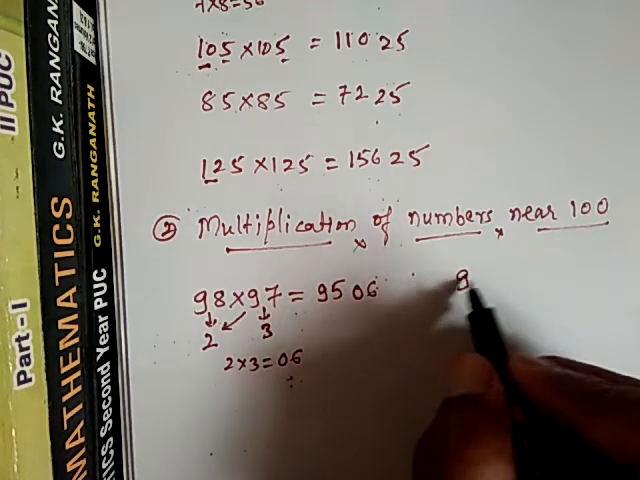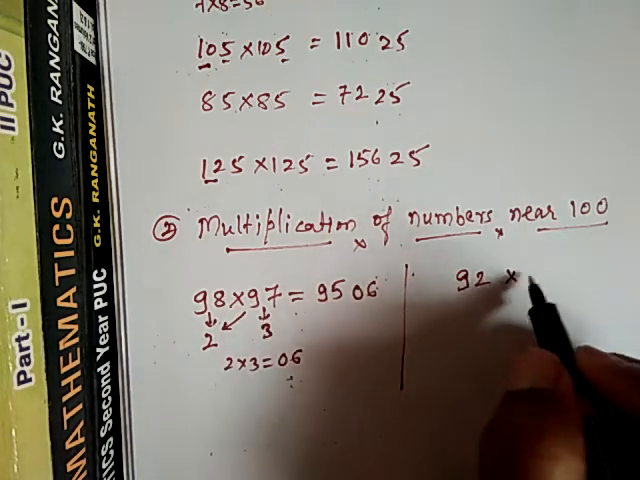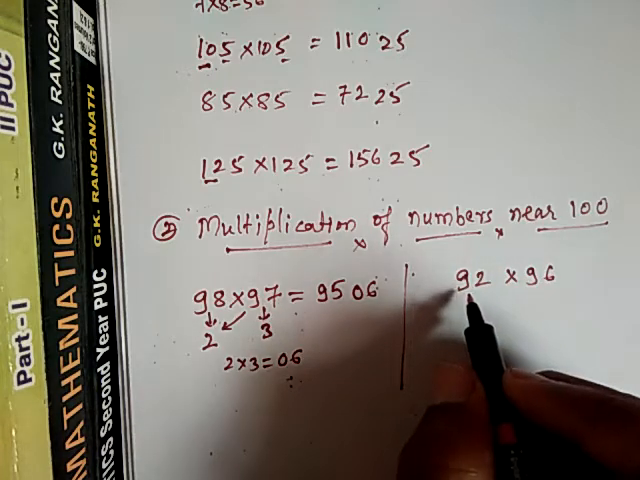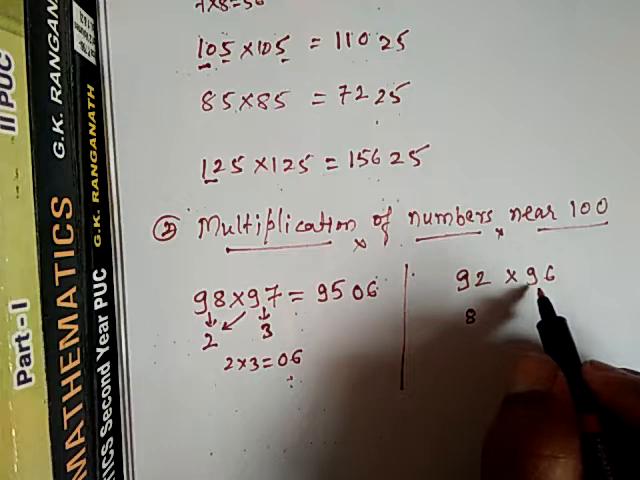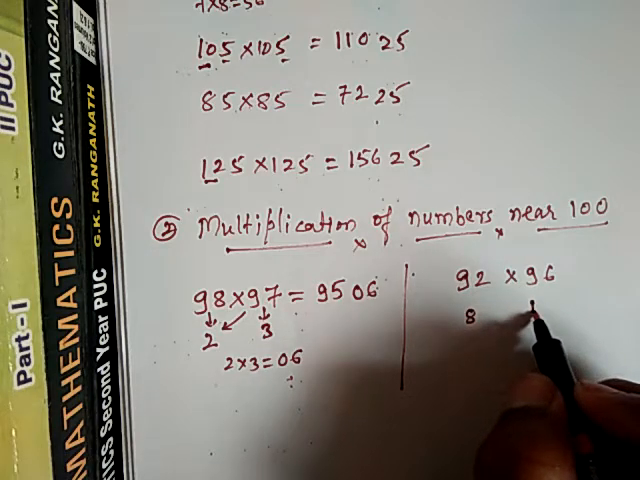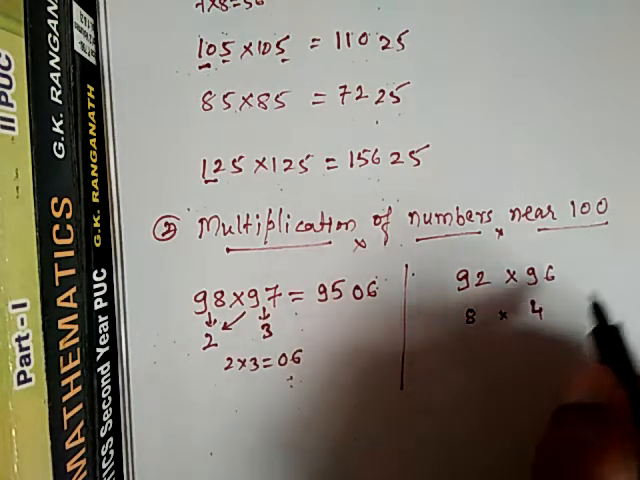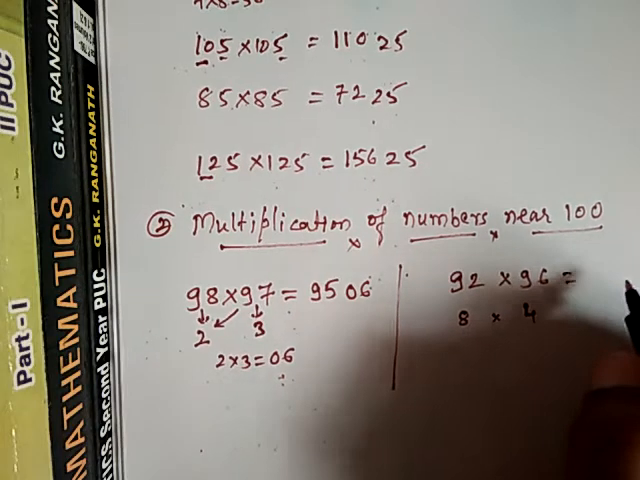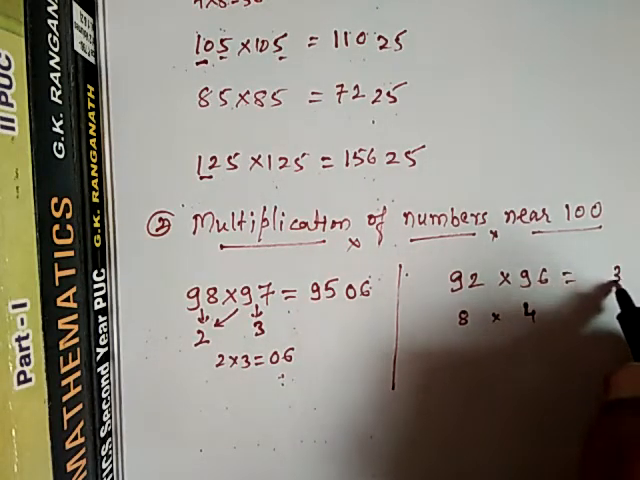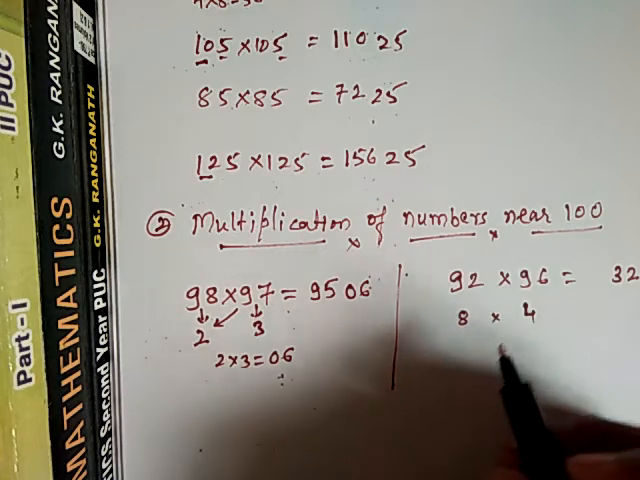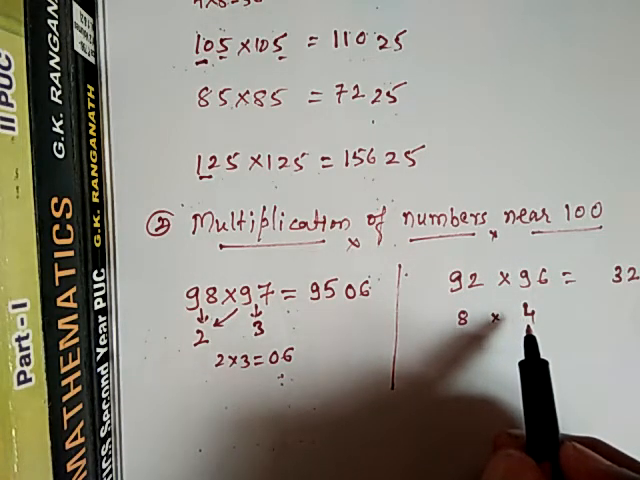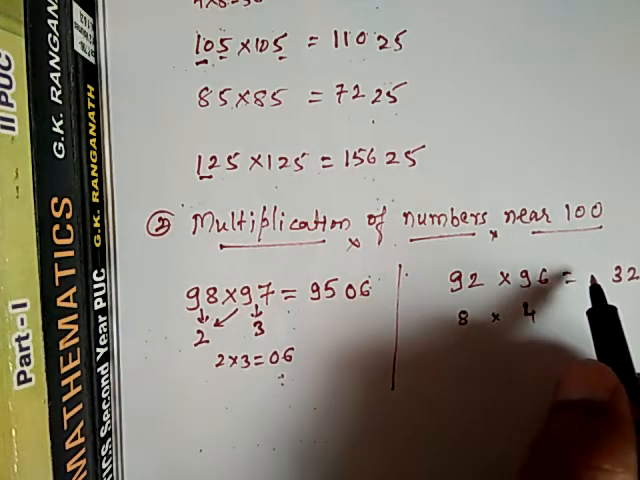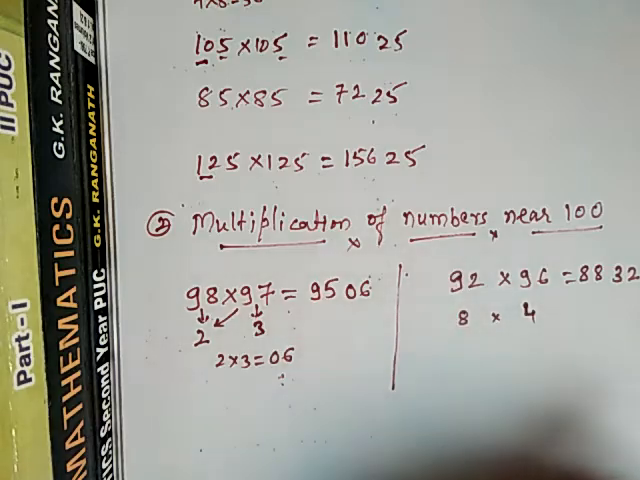So one more example I will take. 92 into 96. What is 100 minus 92? 8. 100 minus 96 is 4. So 8 into 4, I will write here 32. At last I will write 32. Okay, so now 92 minus 4, what is that? 88. 96 minus 8 is 88. So 8832 will be the answer.